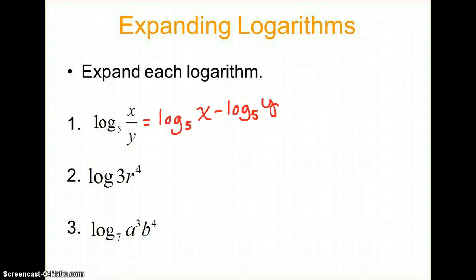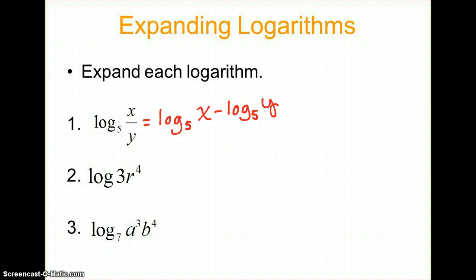Okay, now on my second example, you'll notice I have not only a product, but I have a power. So you really have to consider, when there's two properties, which one needs to be done first. And in my case, my product needs to be separated before I take care of this exponent. And the reason for that is that the exponent is only applied to the r and not to the 3. So I need to separate the 3 and the r first before I can take care of this power.